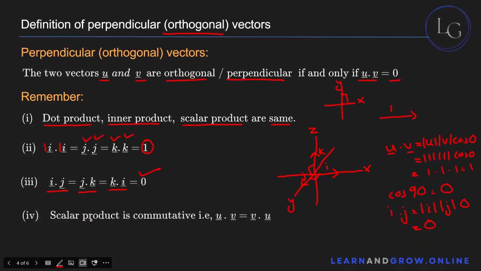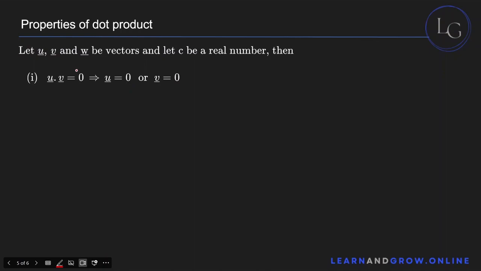And the scalar product is commutative, right? So u·v is equal to v·u. We've discussed this earlier. Now, the properties of a dot product. We let u, v, and w be vectors, right? And let c be a real number or a scalar quantity, right? So u·v is equal to 0 if the vector u is equal to 0 and the vector v is equal to 0. That's pretty self-explanatory, right?